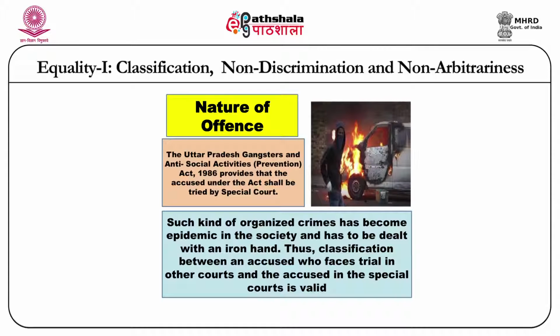The constitutional validity of the Uttar Pradesh Gangsters and Anti-Social Activities Prevention Act 1986 was challenged in Dharmendra Kirthal versus State of UP, as it provides that the accused under the Act shall be tried by special court. The court held that such kind of organized crimes has become epidemic in the society and has to be dealt with an iron hand. Thus, classification between an accused who faces trial in other courts and the accused in the special courts is valid. Where classification is not valid, it has been struck down by the Supreme Court.